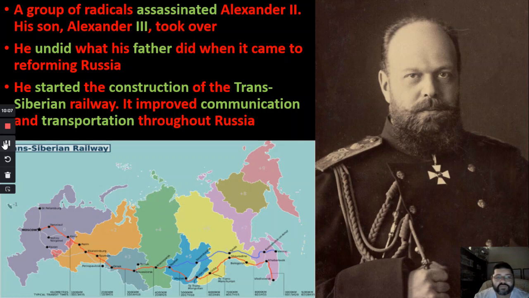He took over. And basically, he undid everything his father did. Took back the land from the peasants, gave it back to the landowners, made the people back into serfs. Now back to arranged marriages. Everything that the father did, he undid. There's only one really, really good thing that this guy did, and that was the construction of the Trans-Siberian Railroad. If you look at that map on the bottom, you can go from one side of Russia all the way across to the other side.